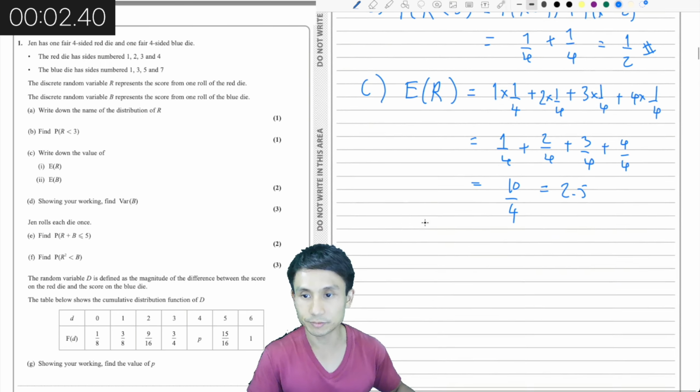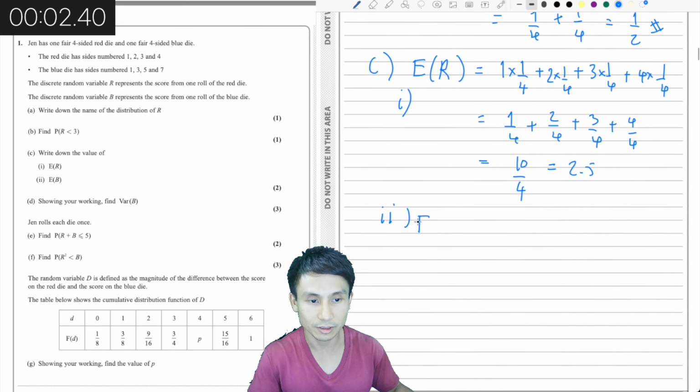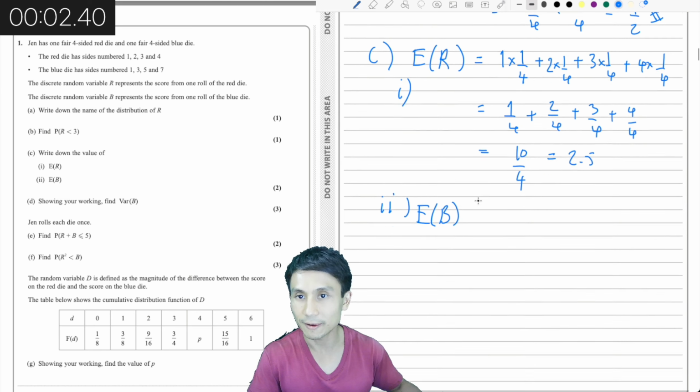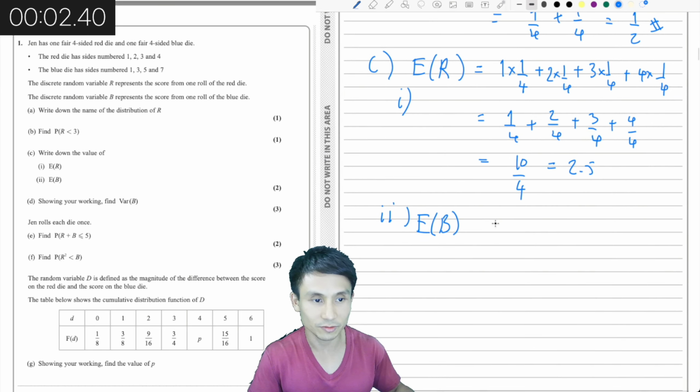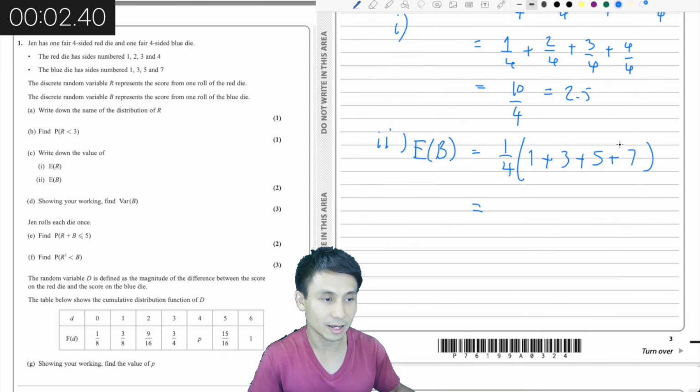Yep. So that's I, expected value of B. Again, it's the same thing, right? So I'm just going to do 1 over 4 here and then add up all the values because they have the same probability. Like that. So we have 4, 9, 16. 16 over 4 is 4, yeah? That's it.